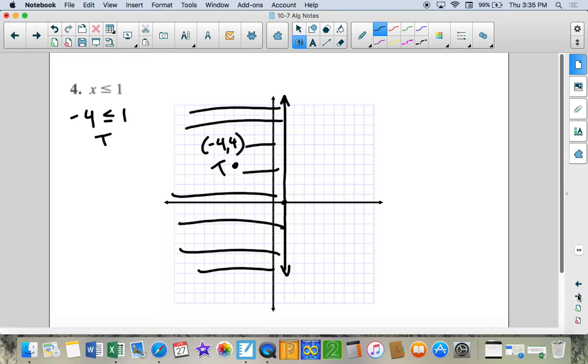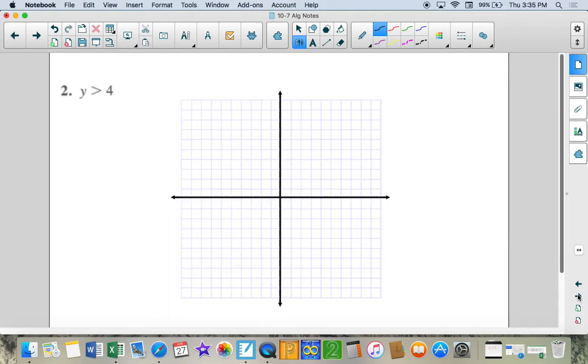So you test 1 point. If it's true, we know that that side is true. If it was false, we would know that the other side is true. So here's our equation. Again, we only have one variable. So we know that the line's going to cross the y-axis at 4. 1, 2, 3, 4. This time I'm going to use an open circle and dotted line.